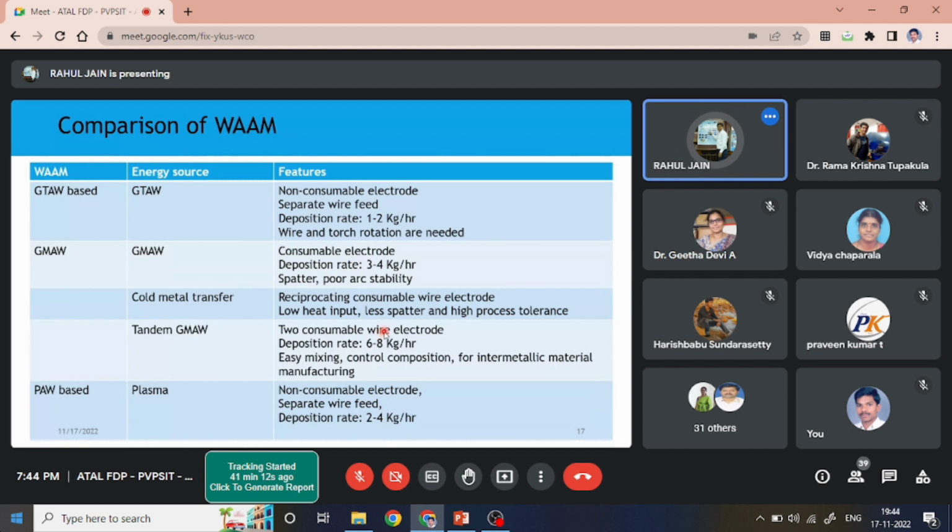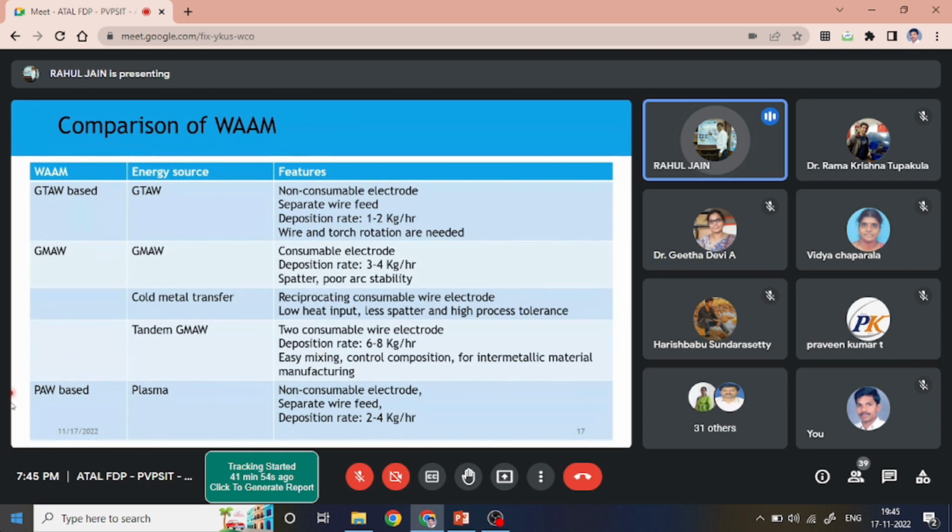The deposition rate is very high in this particular case, which is 6 to 8 kg per hour. So we can make big structures in a small period of time. What are the basic advantages? Easy mixing, because both electrodes move simultaneously and there is a control. You can control the composition. If required, I can have a higher feed rate for one material and a lower feed rate for the other material, depending upon what composition I want for the final product, right? And if you want to create functionally graded material or intermetallic material, this tandem GMAW can be very handy and very useful.